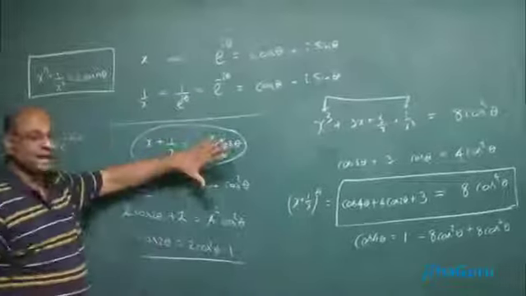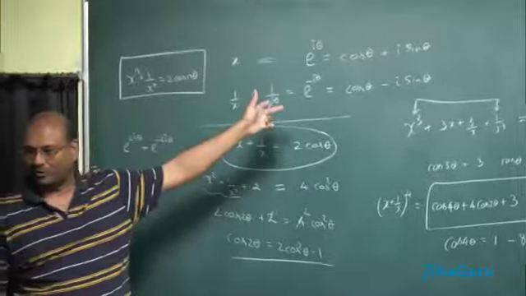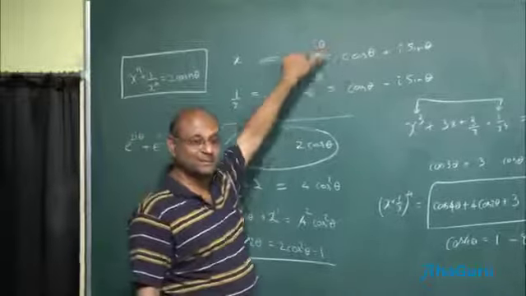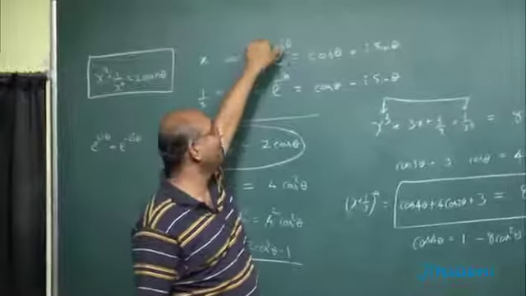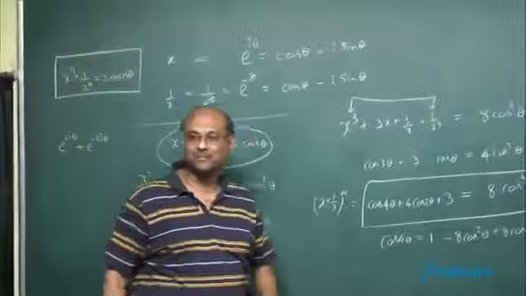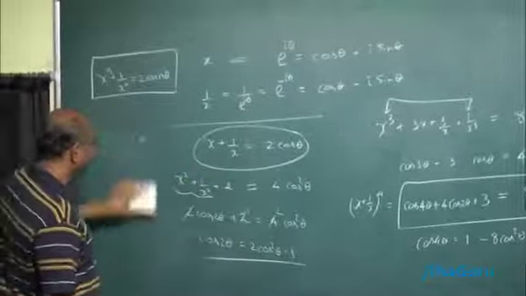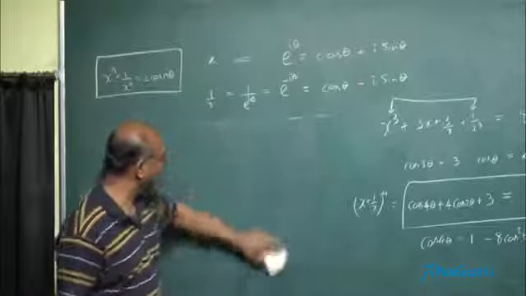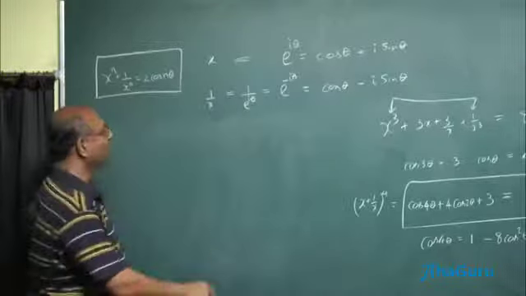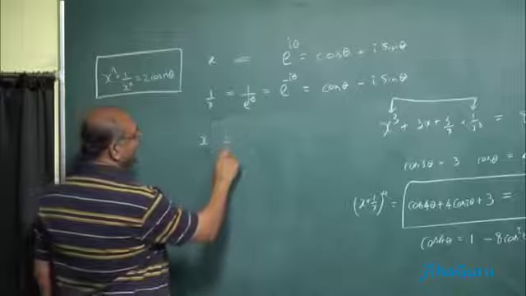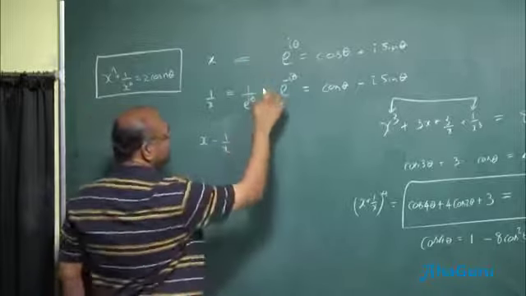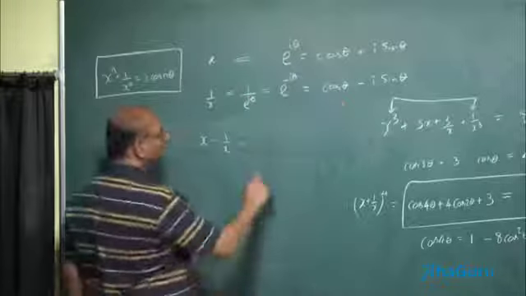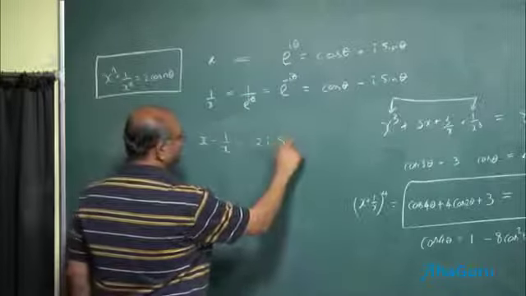So this is the idea of using complex numbers for trigonometry. We will be using trigonometry for complex numbers, but the real power comes from the fact that you can use complex numbers for trigonometry. Okay, let us do this for sine. How will I do this for sine? I subtract. So x minus 1 by x, this is 1 by x. So x minus 1 by x is what? 2i sine theta.